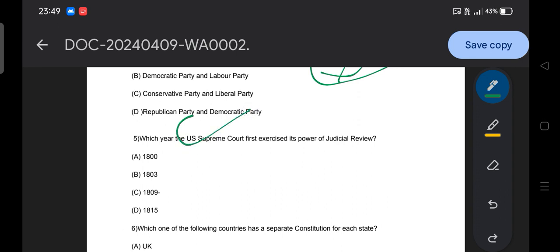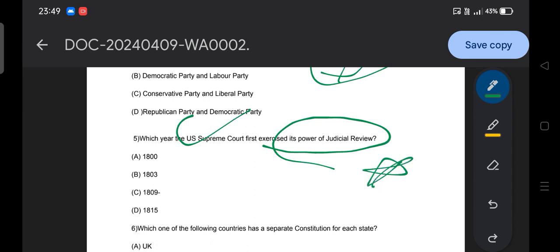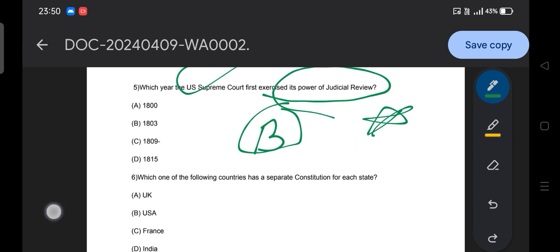In which year did the USA Supreme Court first exercise its power of judicial review? Okay, so judicial review was exercised from which year? The options are in front of you, and you can provide the answer, but the answer to this question is option B, 1803. Okay, in 1803, under the Marbury versus Madison case, the power of judicial review was first exercised. And this question teaches that we need to remember what judicial review is and how it started in USA. Okay, moving to the next question.